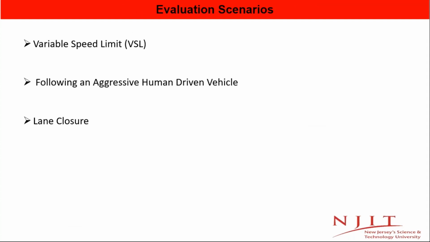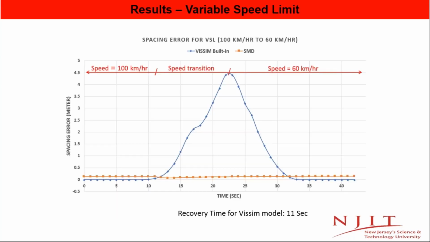We selected 3 scenarios with potential for a speed change to evaluate those 2 platooning algorithms. First one is variable speed limit, second one is following an aggressive human-driven vehicle, and third one is lane closure, which would cause a queue formation, a crawling phase, and queue discharge. In this slide, we can see simulation results for variable speed limit. In the variable speed limit scenario, the speed drops from 100 km per hour to 60 km per hour.